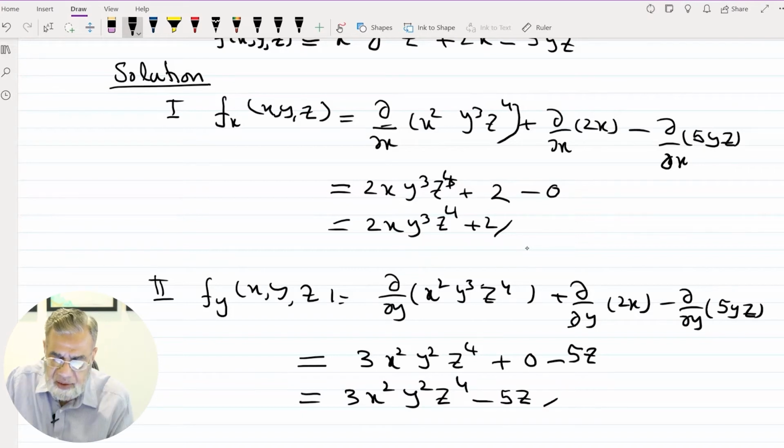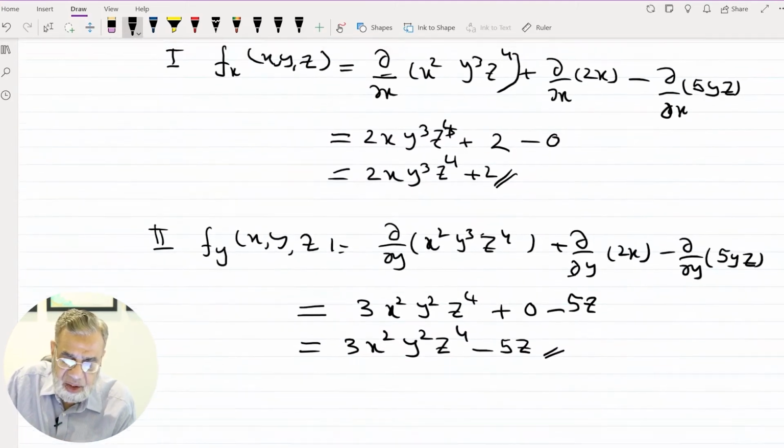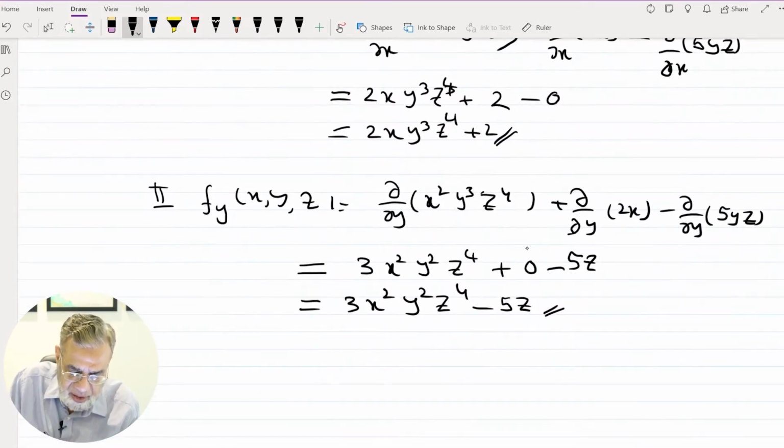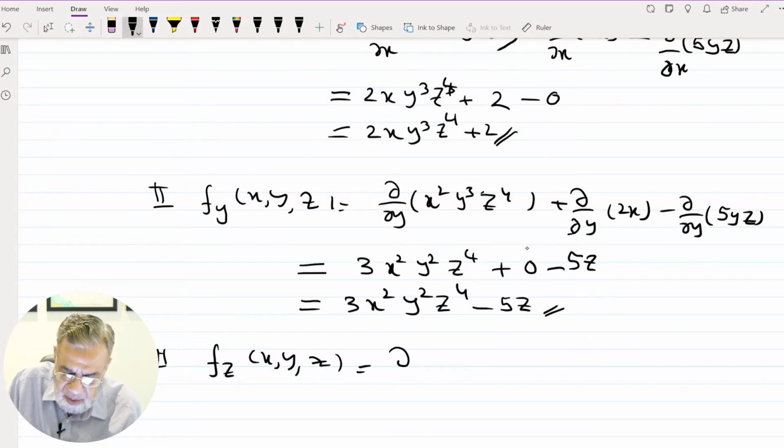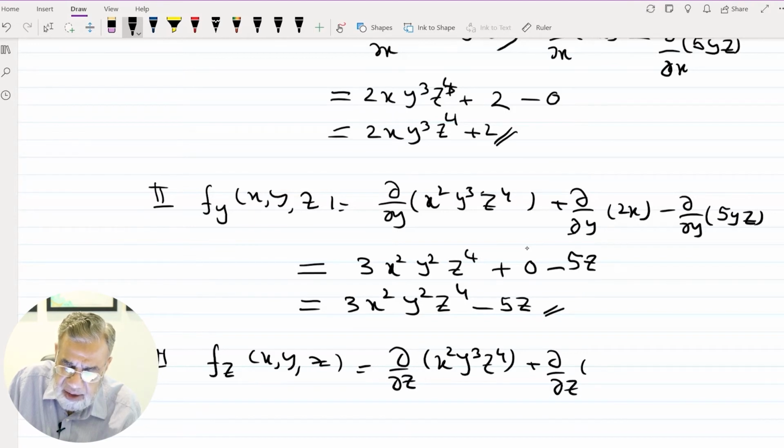So in this case only y is changing. Now the third case is where we want to find the partial derivative when only z is changing, with respect to z. We have already discussed the partial derivative with respect to x and y in the last example. The first time we are going to discuss the derivative with respect to z. So we get partial f by partial z, the first term, that's x squared y to power 3 z to power 4, plus partial by partial z of the second term, that's 2x, and then minus partial by partial z of the third term, 5yz.